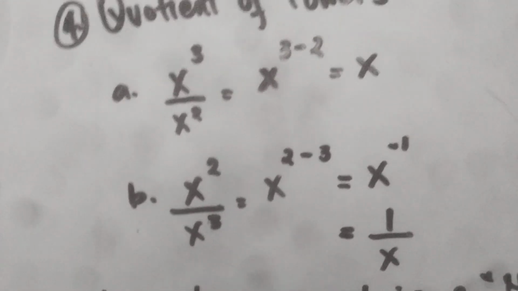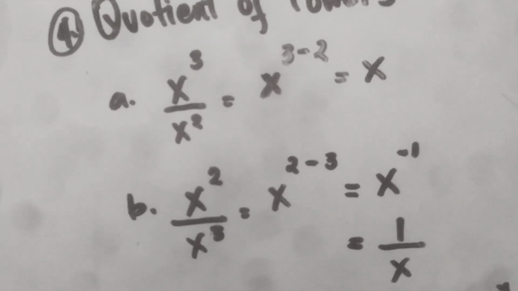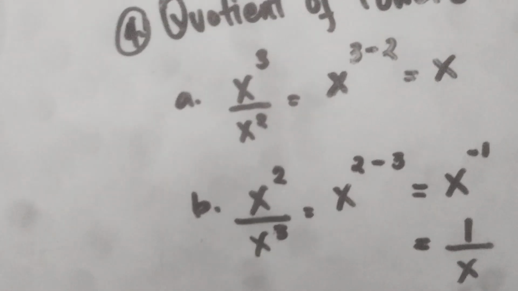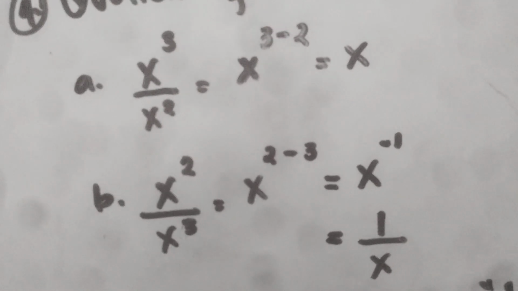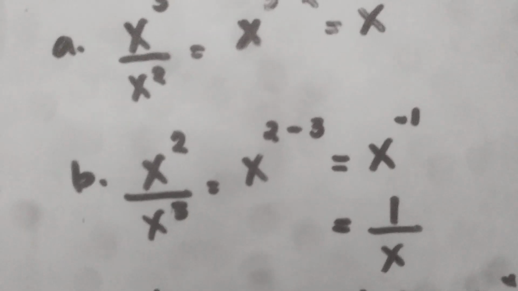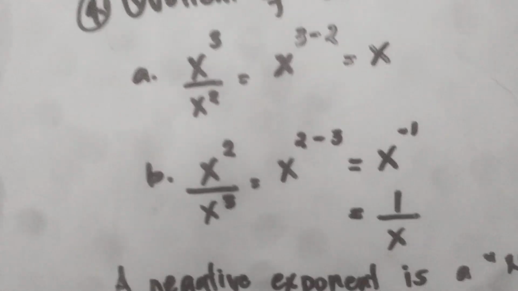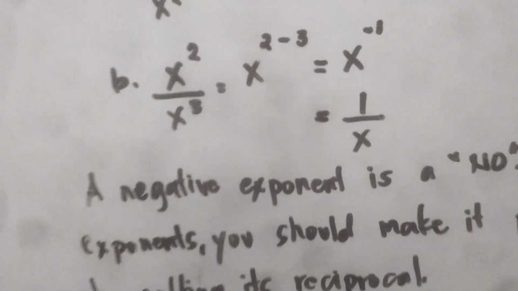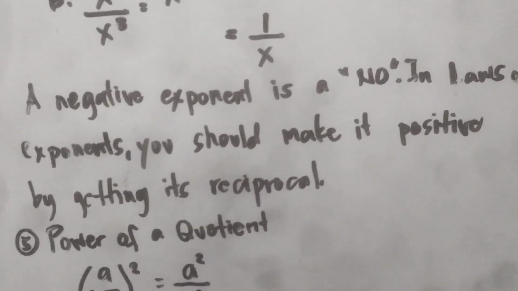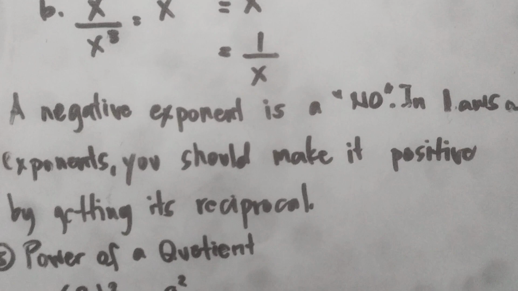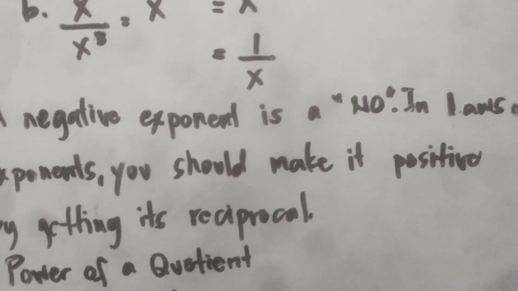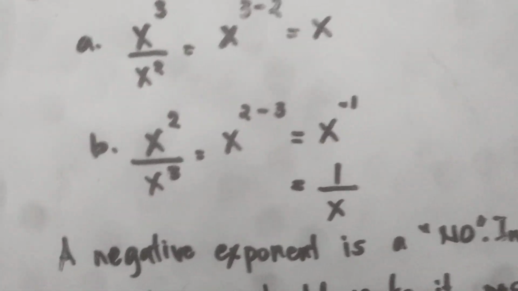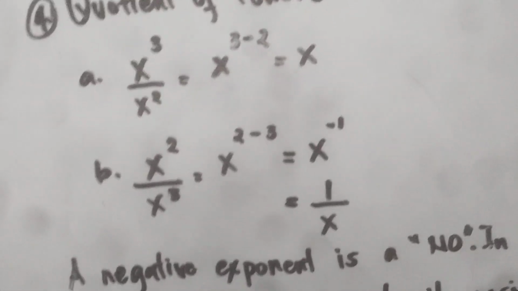For letter B, we have x squared all over x cubed. So in this case, notice that the exponent of the numerator is lower than the exponent of the denominator. We get x raised to 2 minus 3, it becomes x raised to negative 1. And we have to take note of this. A negative exponent is a big no. So in laws of exponents, you should make it positive by getting its reciprocal. That's why we got 1 over x.